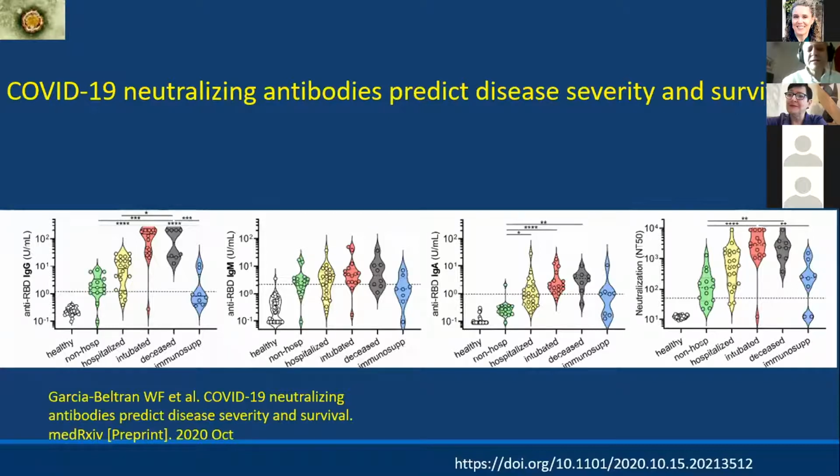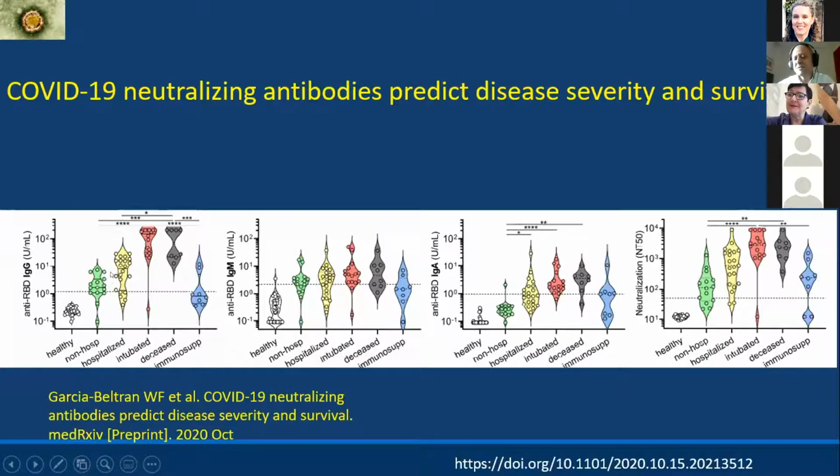This paper looked at the IgA and IgG levels, and they looked at IgG-RBD antibodies, IgM-RBD, IgA-RBD, and they found a very strong correlation between two things, disease severity as well as death. So if you look at these RBD antibodies, you see that the deceased cases had much higher levels of the IgG antibody to the RBD domain of the virus compared to intubated, which show the same, while hospitalized and mild cases have lower titers.